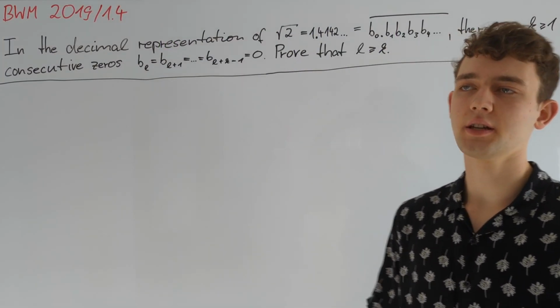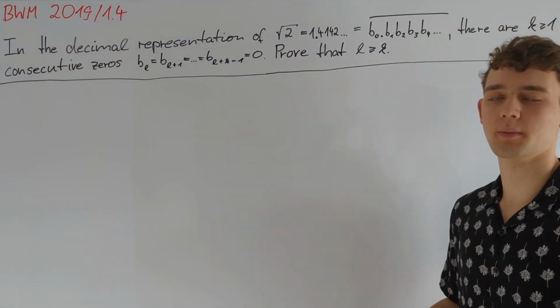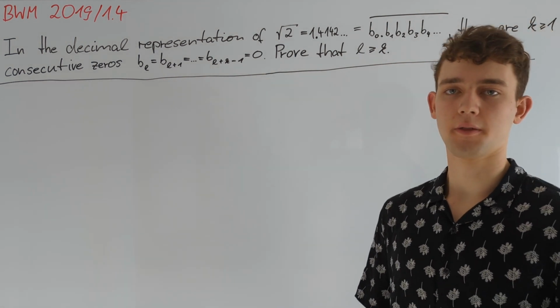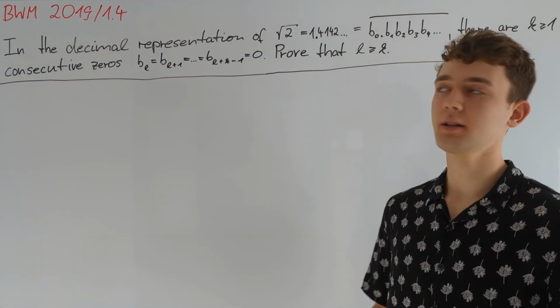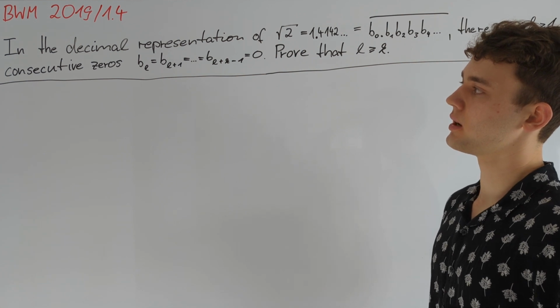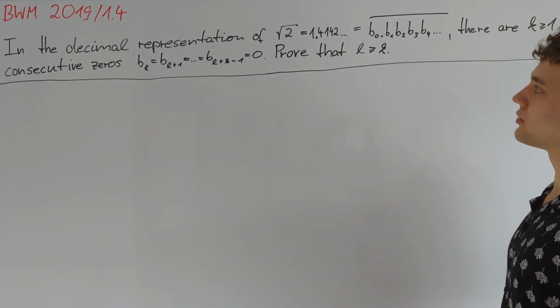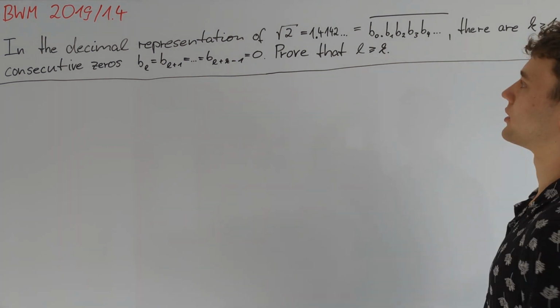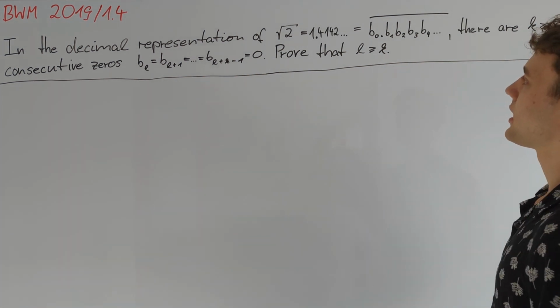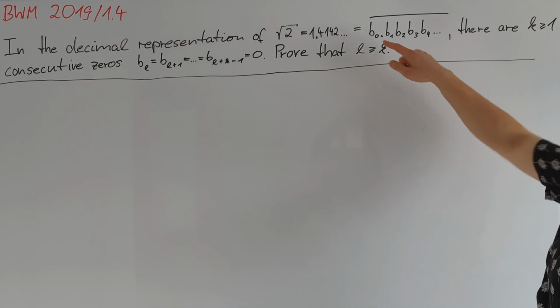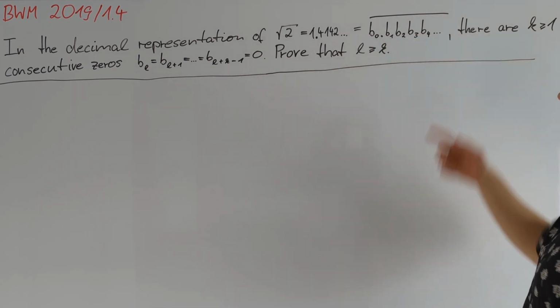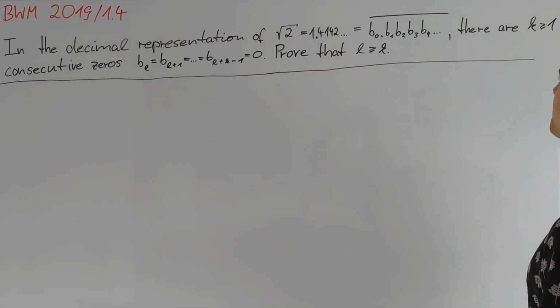Hey guys, in this video I will present a solution to problem 4 from the first round of the German Bundeswettbewerb Mathematik 2019. We consider the decimal representation of the square root of 2, which starts with 1.4142, and we call those digits b0, b1, b2, b3, b4, and so on.